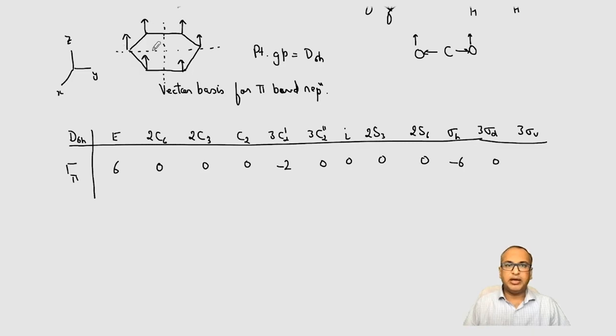Sigma v will be containing this C2 prime. So this is my sigma v, which is containing these 2 vectors. So these 2 vectors will not change. So that means 2, whereas these 4 vectors will change their positions, right? So this is my tau reducible for the pi basis set.